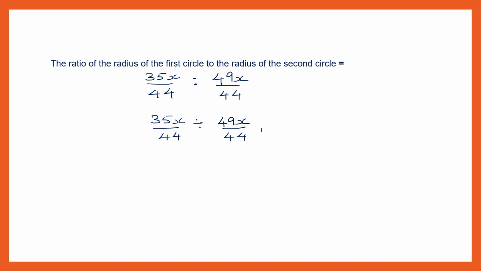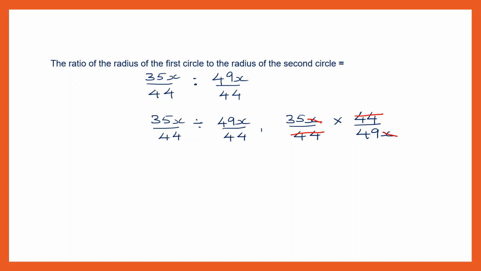Now 35x by 44 remains the same. Division changes to multiplication. 49x by 44, we have to write the reciprocal. So 44 by 49x. Now let's cancel what we can. We can cancel 44 and 44. Now we can cancel x and x. So what is left is 35 and 49.